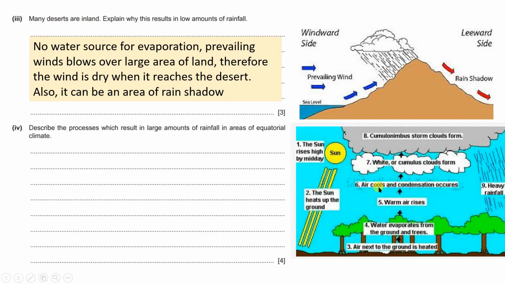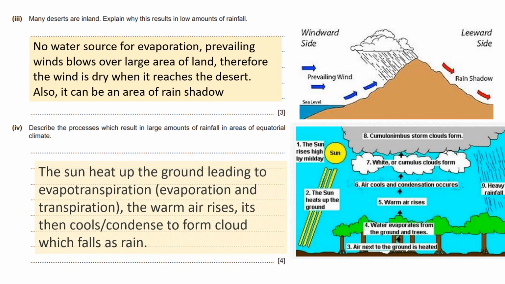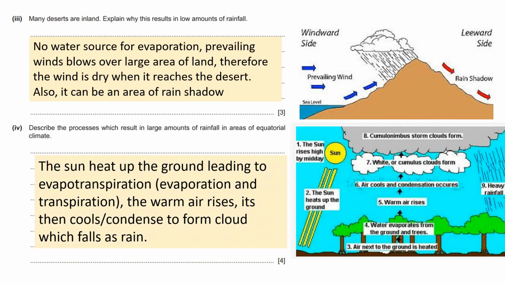Look at this. That whole diagram is explaining it. Water vapor from the ground and trees through evapotranspiration rises. So the warm air rises. As it rises, it cools down and condenses to form cloud. The cloud will grow into a larger size and it will fall down as rain. It's as simple as that. So the sun heats up the ground, leading to evapotranspiration, which is evaporation and transpiration from both plants and large water bodies. The warm air rises, then cools, condenses to form cloud, which falls as rain.